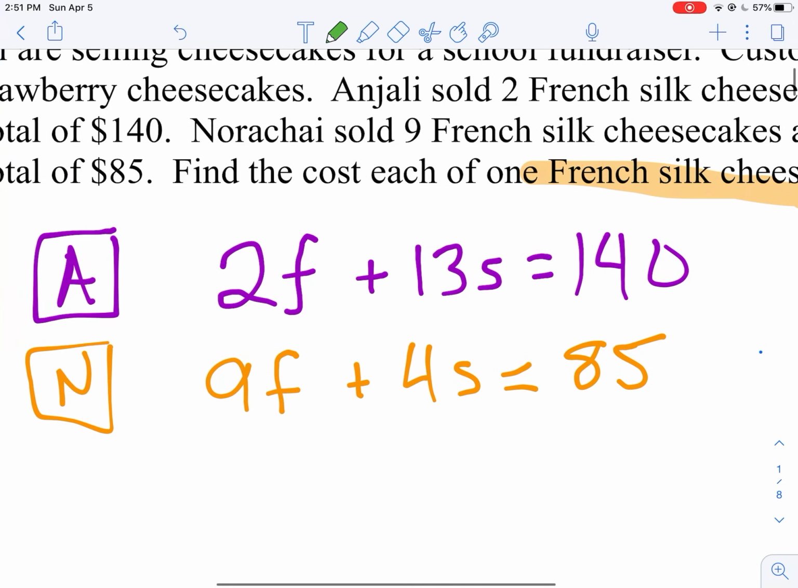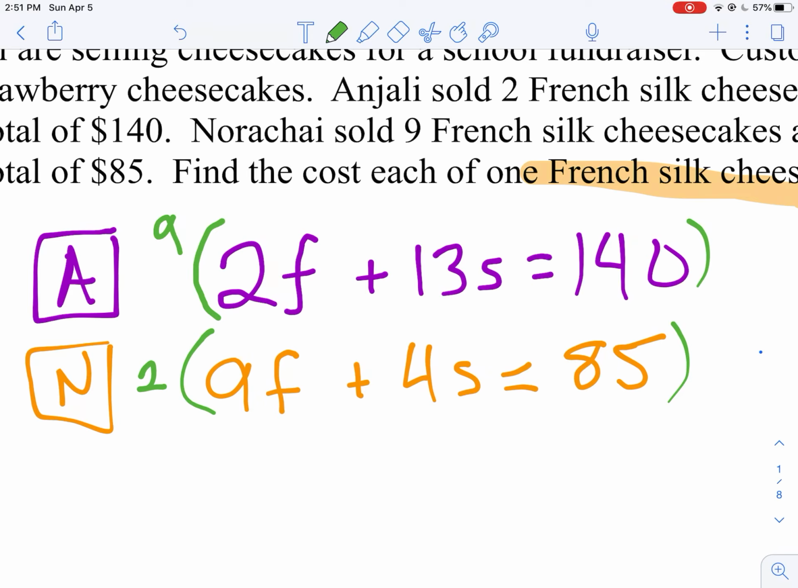I think I'm going to solve for the F's here. I don't have anyone that's really that easy, so I'm going to end up multiplying both of my equations by different numbers. I'm just going to use 9 and 2, right? 2 times 9 is 18.